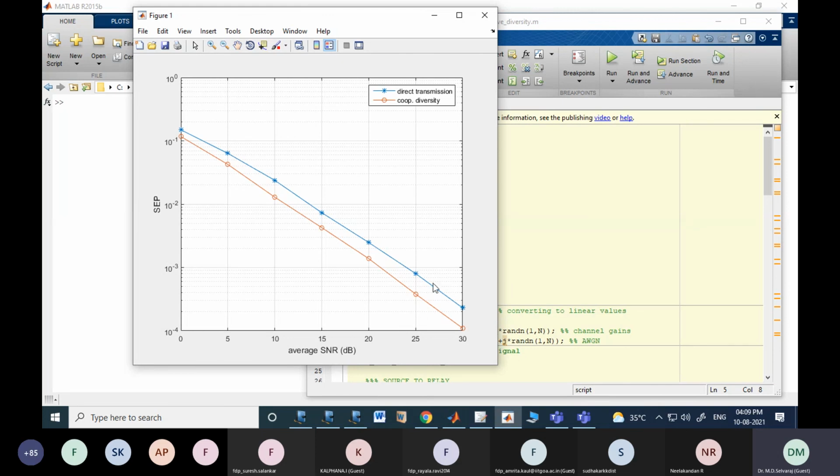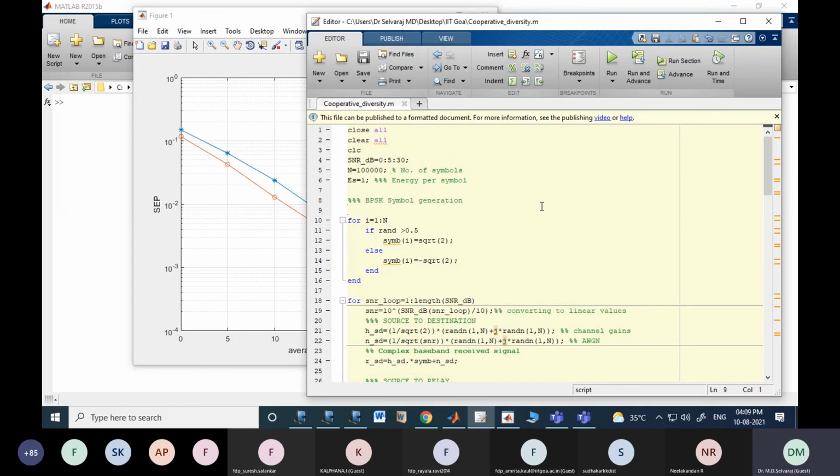The same thing we can illustrate here also, but the difference is very small. For direct communication, it is 10 to the power of -3 at this point, whereas for cooperative communication, this is approximately 0.7 into 10 to the power of -3, and this is approximately 0.2 into 10 to the power of -3. So we get a minimal difference in the error because of the cooperation. With this conclusion, let me wind up today's discussion. I'll share this code with you.